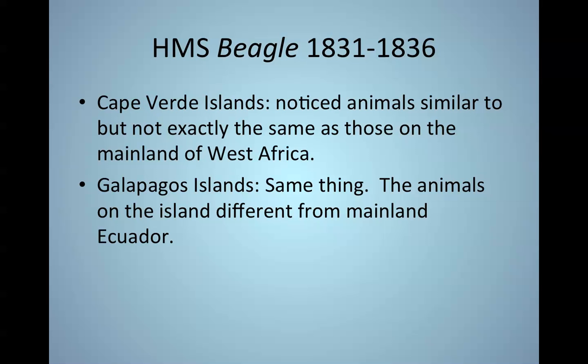Along the way, they stopped first off the mainland of West Africa, at the Cape Verde Islands. Darwin noticed that there were animals on the Cape Verde Islands that were similar to, but not exactly the same as, those on the mainland of West Africa. So he made note of that, again using empirical evidence, taking lots of notes. When they went over to the Galapagos Islands on the other side of South America, he noticed the same thing. The animals on the island were similar to the animals on mainland Ecuador, but also strikingly different.